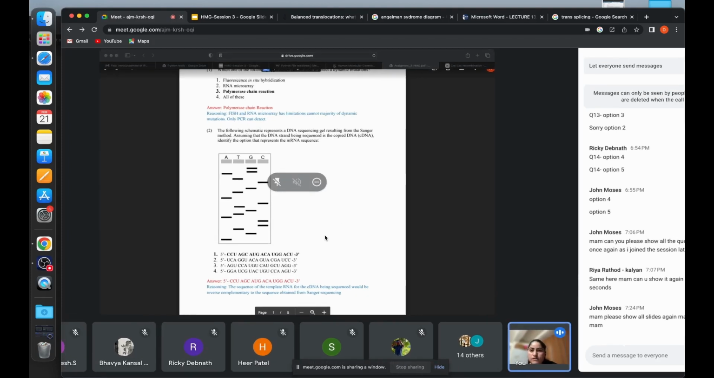So this was your doubt. In this, they have given: the following schematic represents a DNA sequencing gel resulting from the Sanger method, assuming that the DNA strand being sequenced is the copied DNA. Identify the option that represents the mRNA sequence. Okay, so you have to tell about the mRNA sequence.